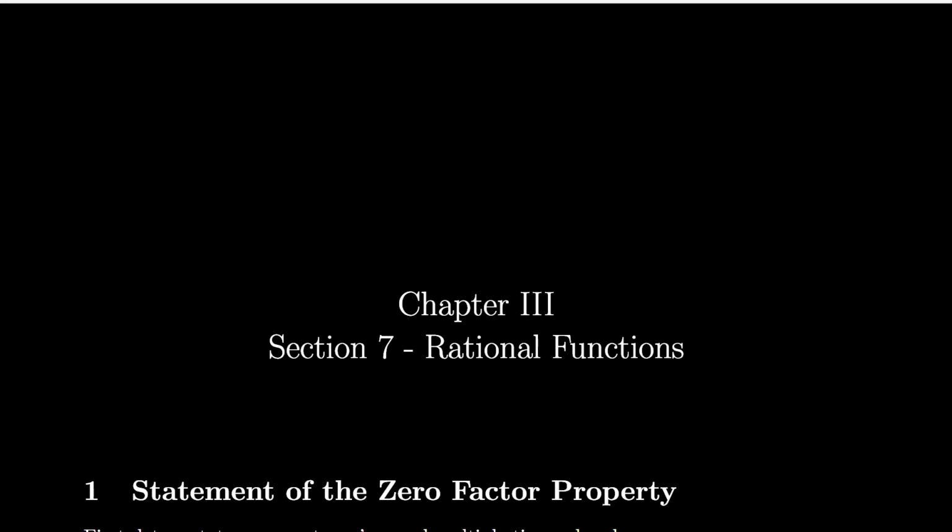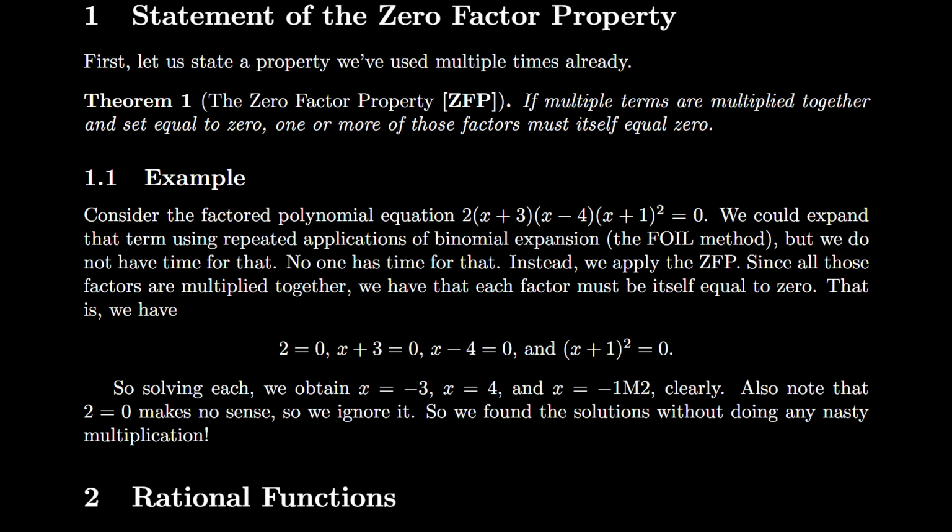Talk about 3.7 here, rational functions. So let's state the zero factor property first. And you'll notice that this video is a little different than most of the rest of it. It has a lot of stuff typed up.